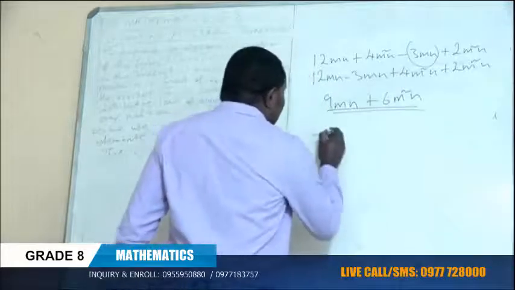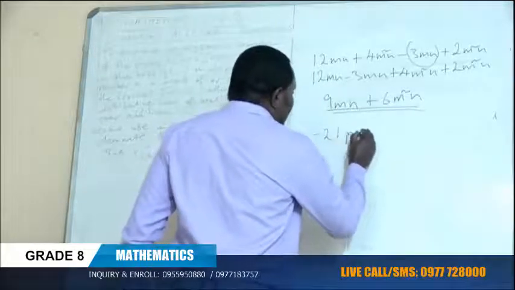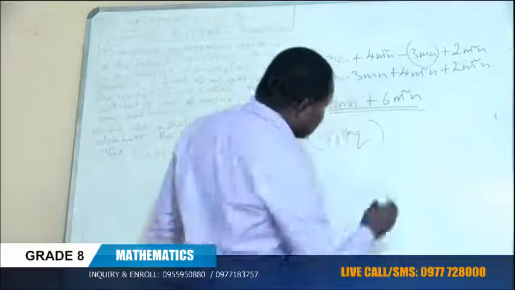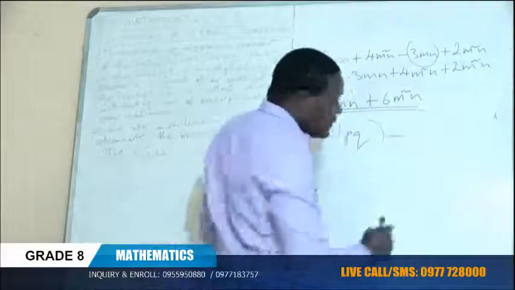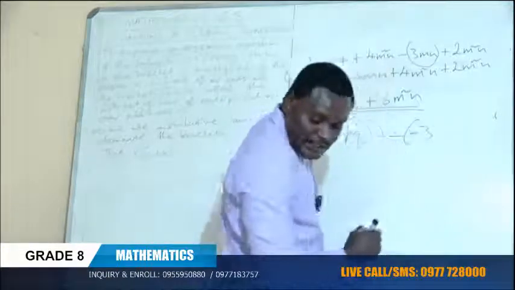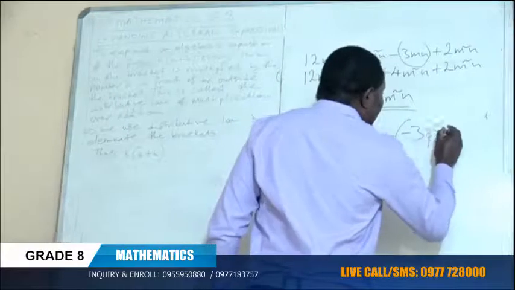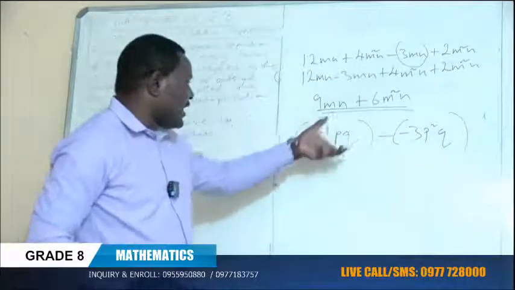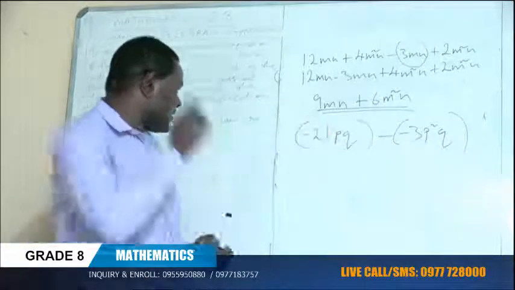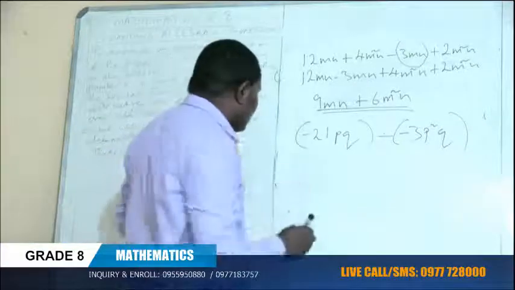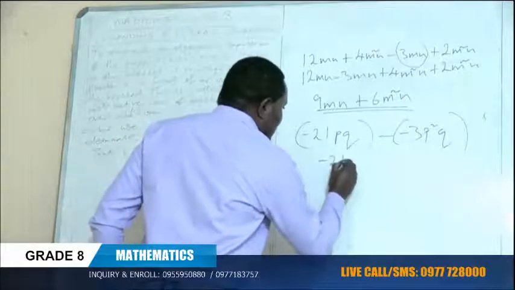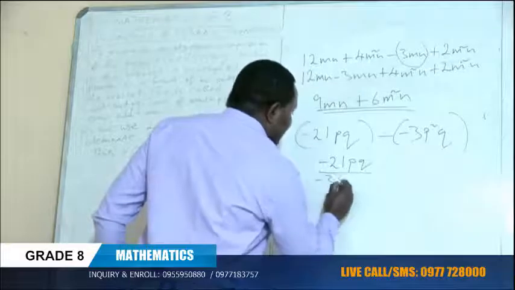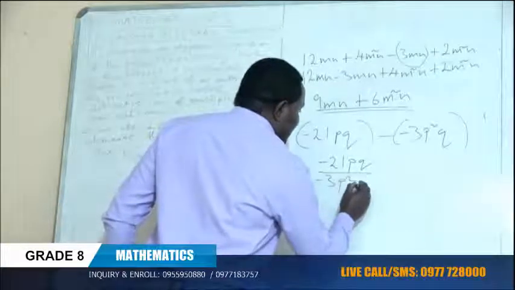We do have negative 21pq divided by negative 3p squared q. This is another expression that we have, and we have been taught to simplify this one. Remember, this one can also be written as negative 21pq over negative 3p squared q.